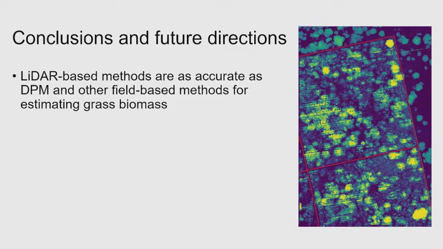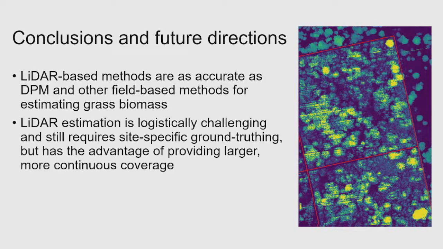Okay, so where do we go from here and what can we conclude? I think LiDAR-based methods like these are as accurate in many cases as the GPM and other field-based methods, which is great. So it holds promise for estimating biomass at large spatial scales. It is logistically challenging. It still requires field ground truthing, and it is expensive, but it has the advantage of providing significantly larger and more continuous coverage.